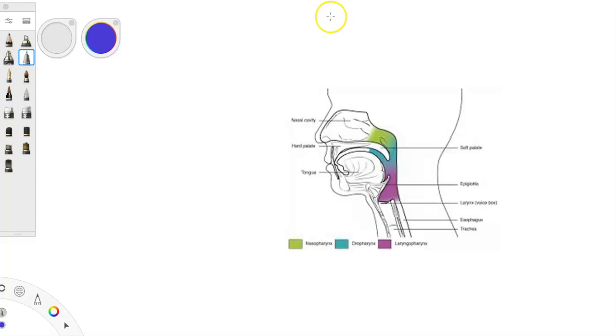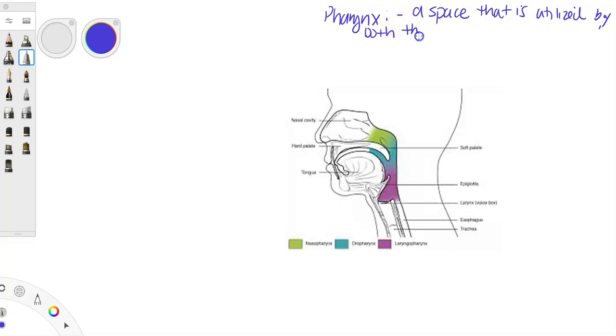Right, so the pharynx. We've already basically talked about the pharynx, but this is a space that's divided into 3 spaces that is utilized by both the digestive system and the respiratory system.